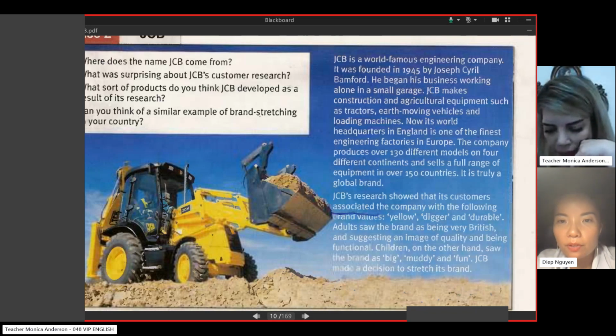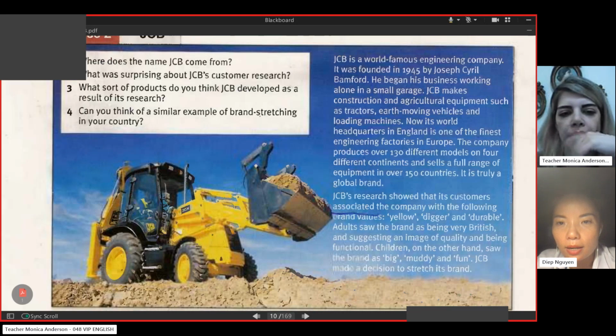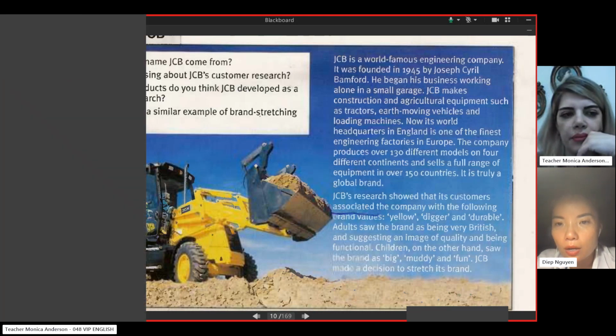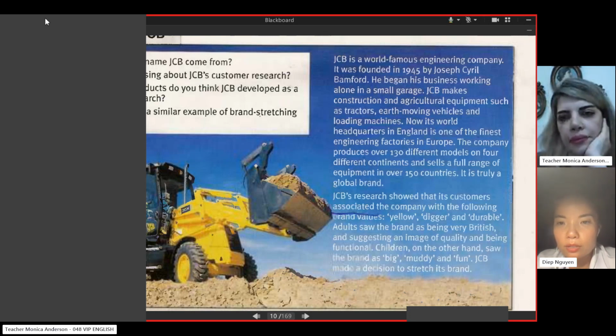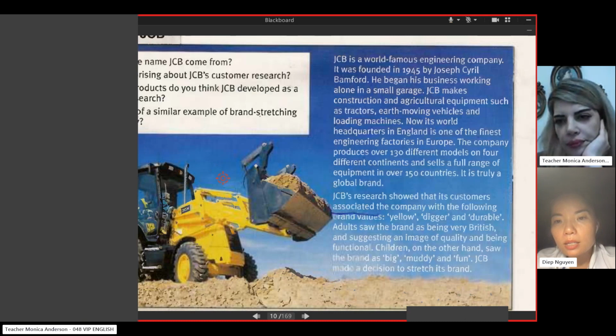It's one of the finest engineering factories in Europe. The company produces over 130 different models on 4 different continents and sells a full range of equipment in over 150 countries. It is truly a global brand.